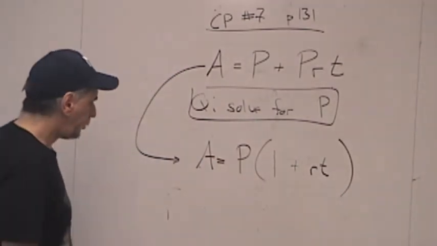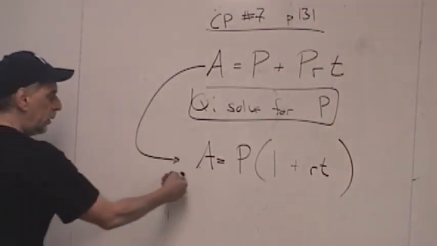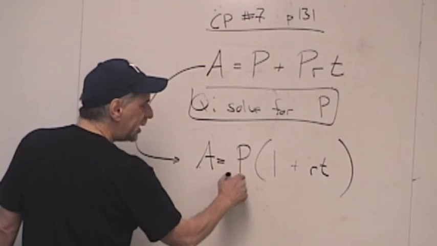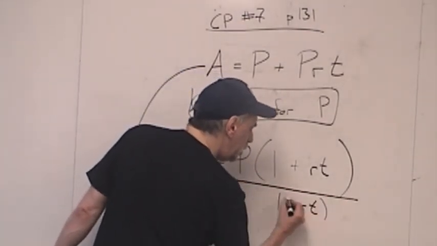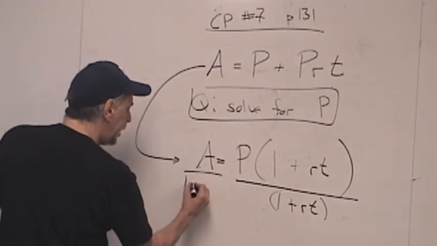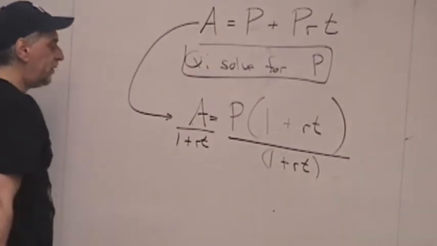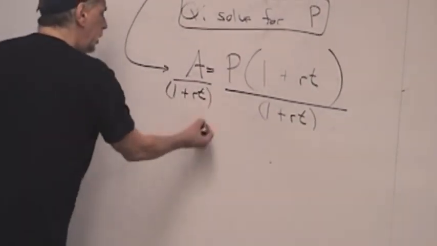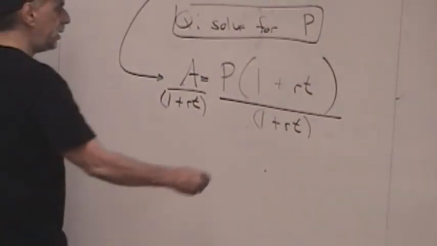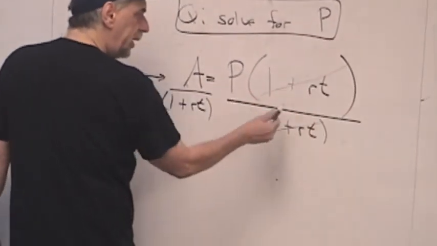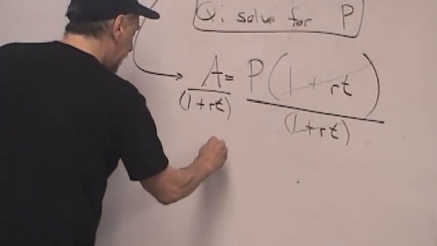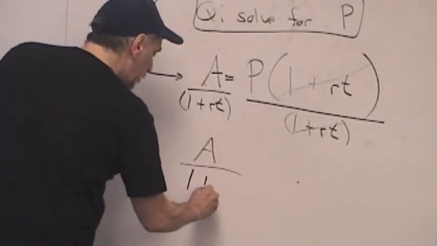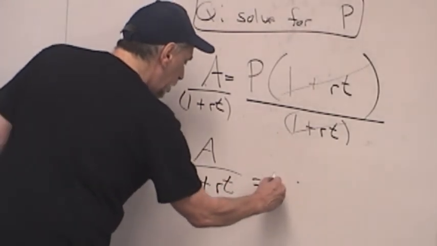Now I can solve for what I want, right? So now to get the P by itself, I just have to divide by everything else. Right? What I do to one side, I obviously have to do to the other side. And then I'm done, right? Because this is just the number 1, right? The same thing over the same thing is always just the number 1, and this becomes my answer. A over 1 plus RT equals P.